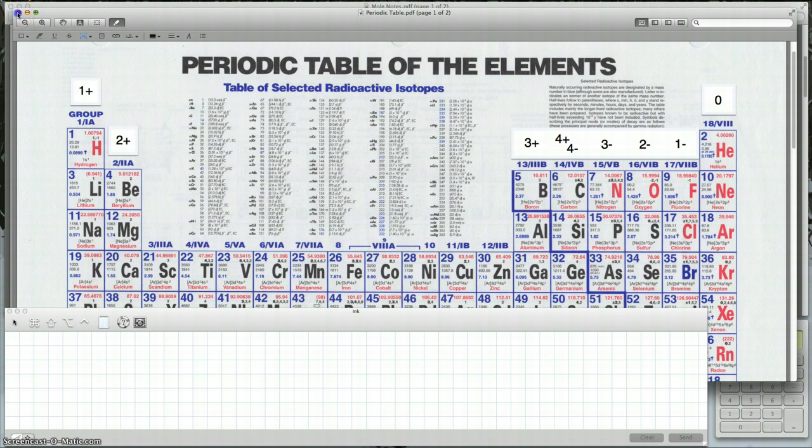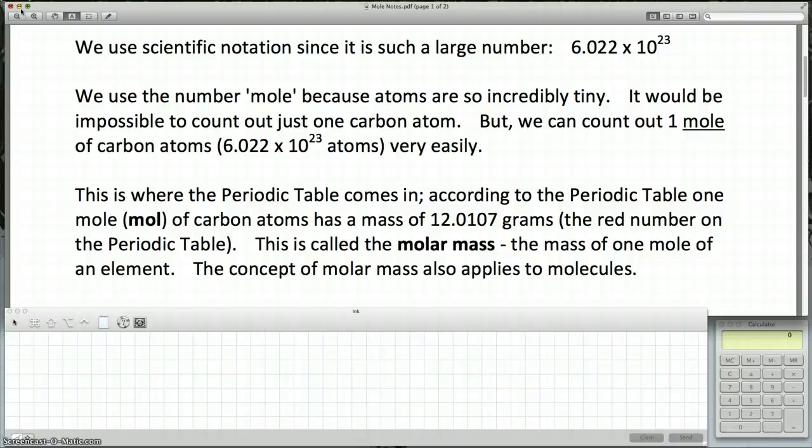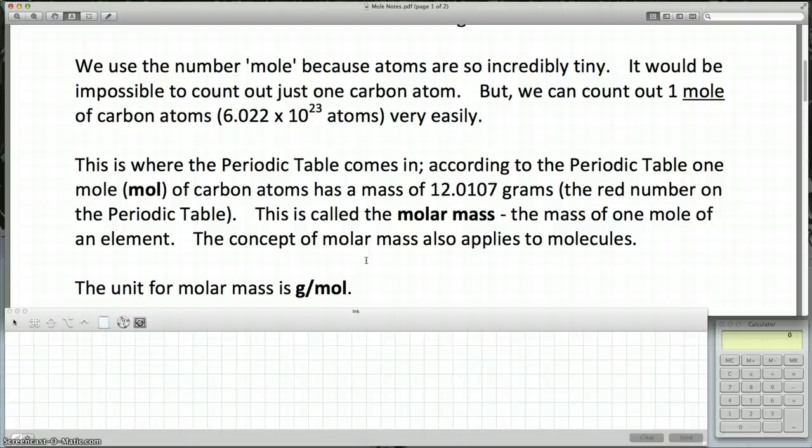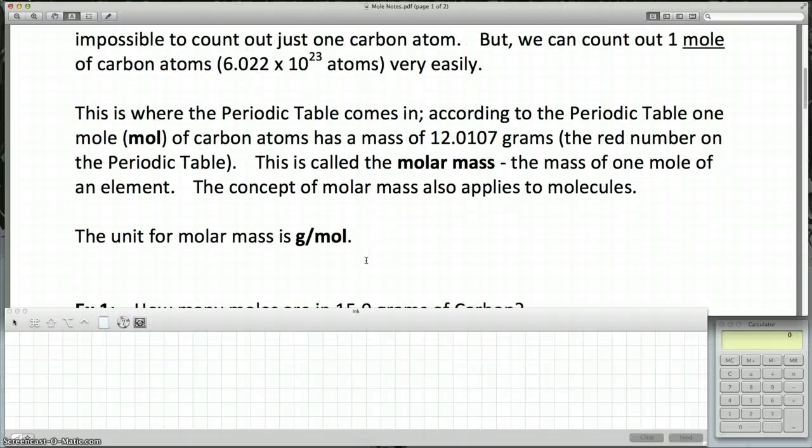So that's what that red number on the periodic table is. It tells us if we have 1 mole of that element, what would the mass be? We call that molar mass. It's the mass of 1 mole. And we'll apply this later on to molecules. We'll show you that in a second. The unit for molar mass is grams per mole. You'll want to remember that.